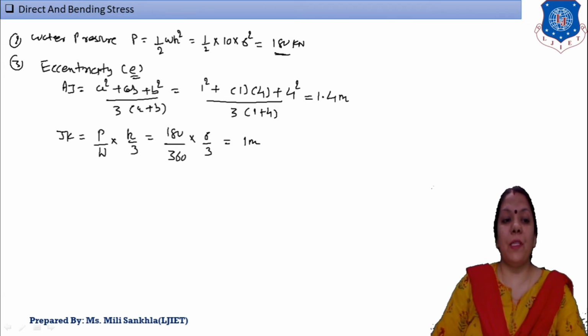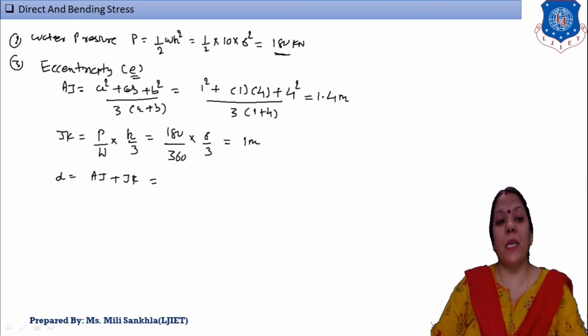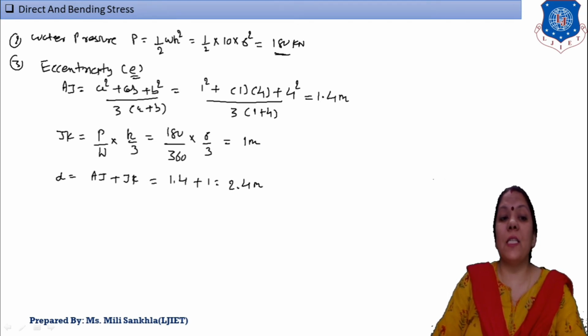Simply, next step is to find out D. D is equal to the summation of AJ plus JK. Now AJ plus JK, that means 1.4 plus 1 is equal to 2.4 meter.